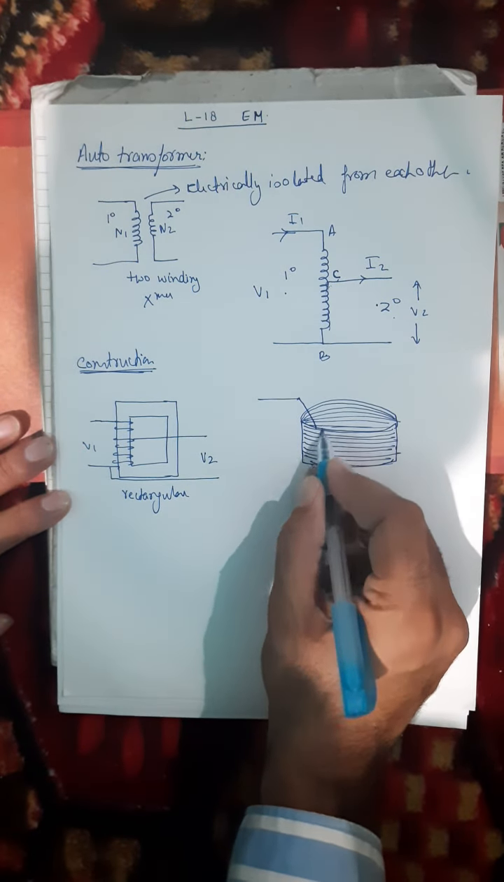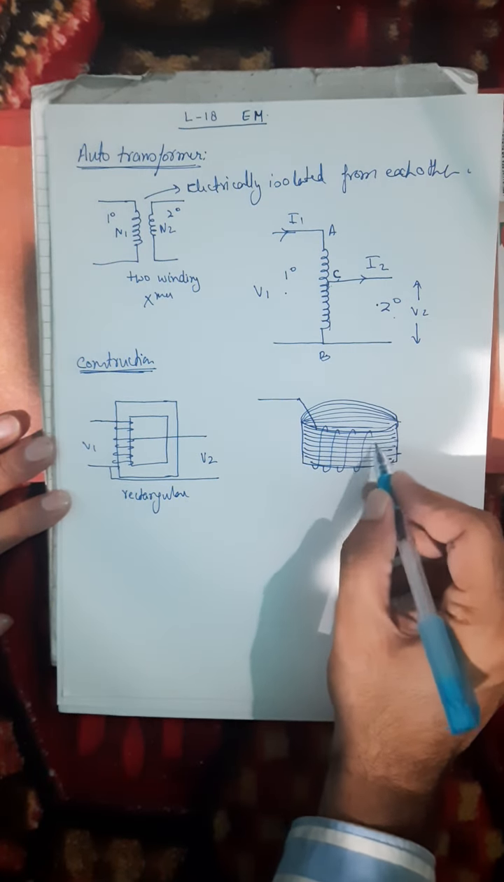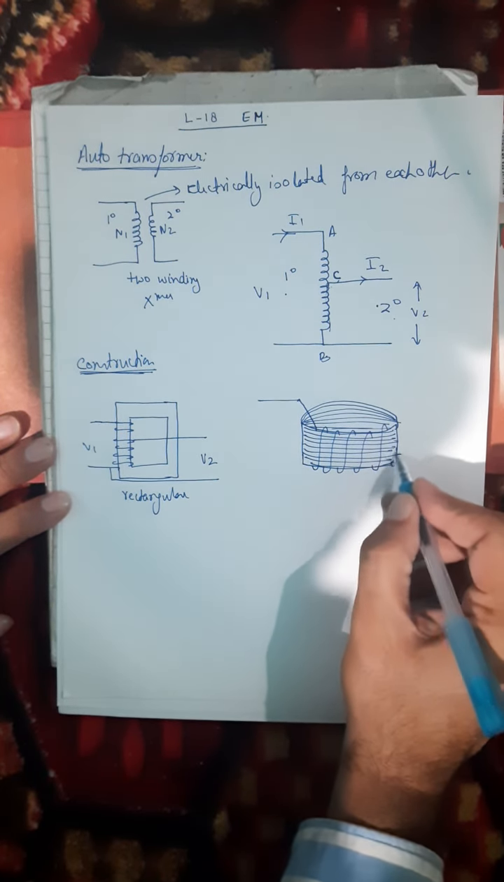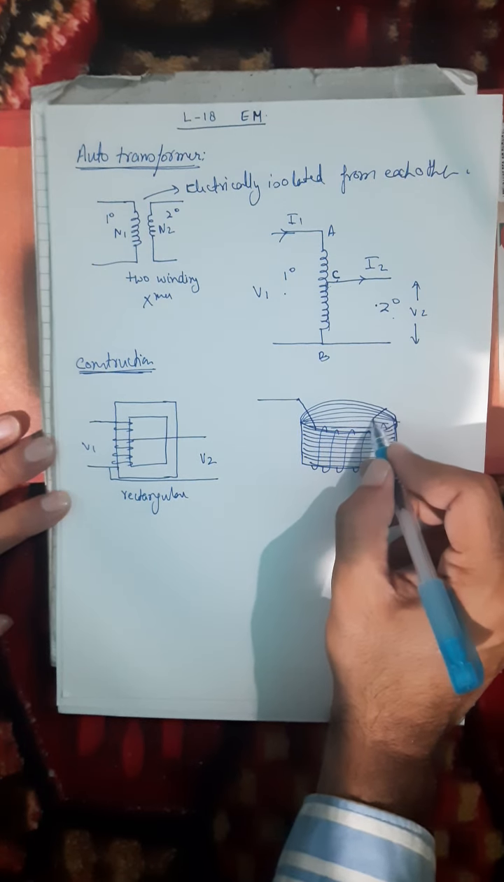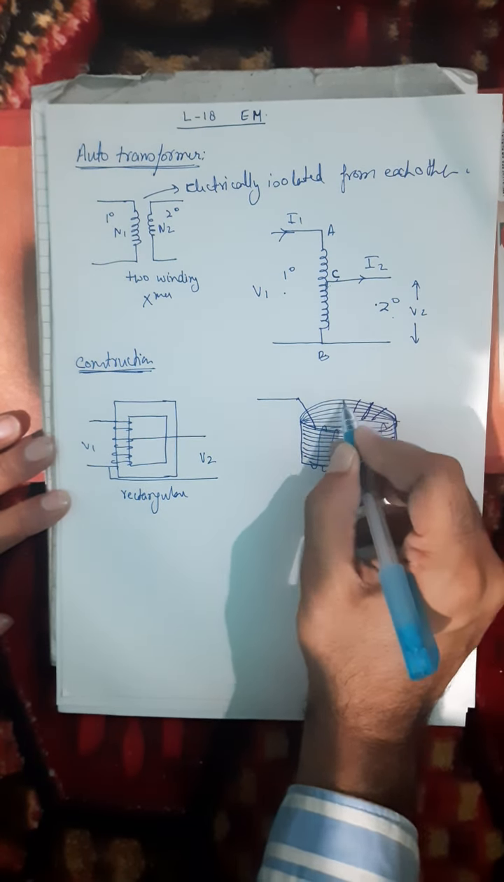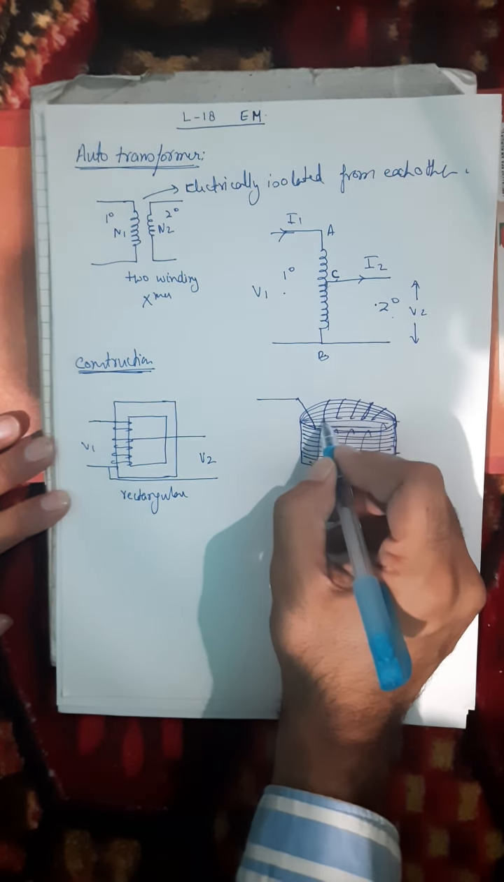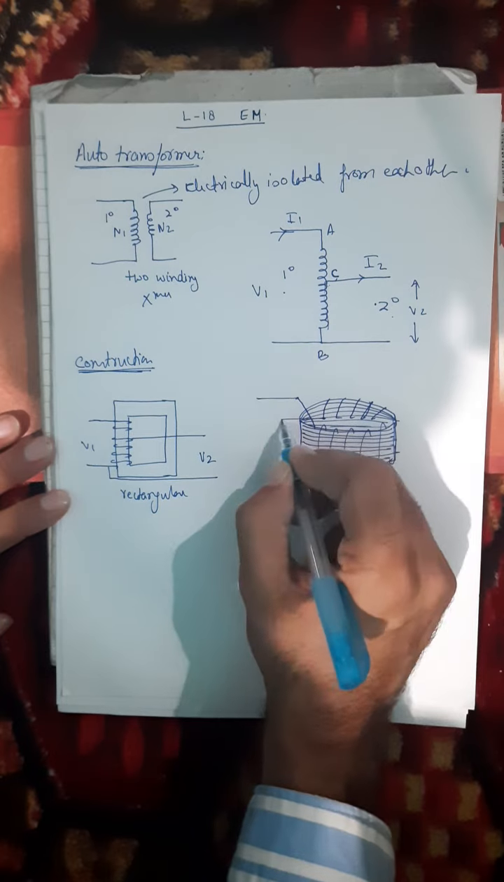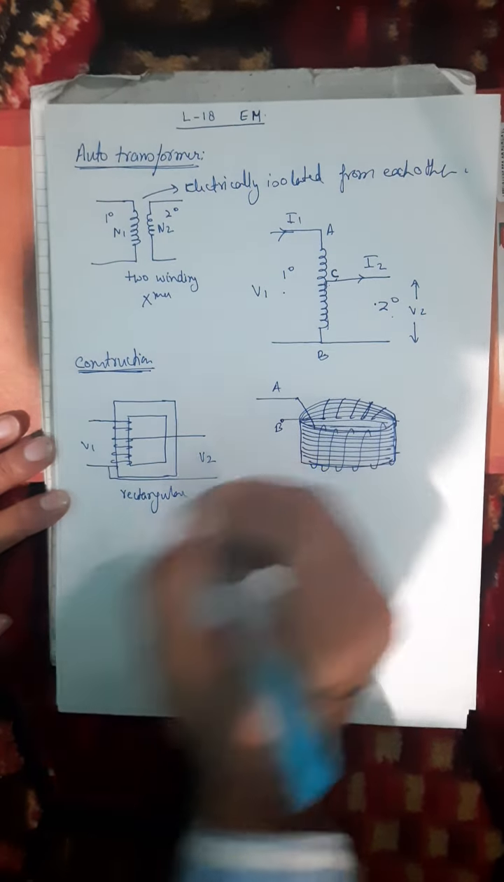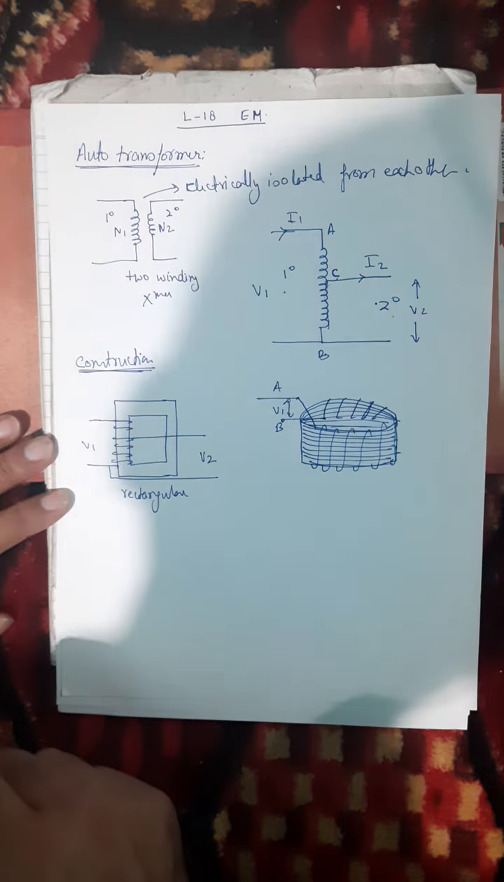So the winding goes like this, turn after turn, and here I will get another terminal. So this is terminal A, this is terminal B. Okay, and here the input is V1.